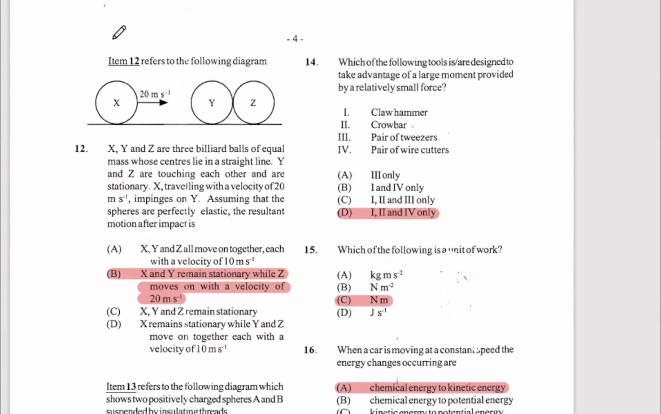Item 12 refers to the following diagram. X, Y, and Z are three billiard balls of equal mass whose centers lie in a straight line. Y and Z are touching each other and are stationary. X, traveling with a velocity of 20 meters per second, impinges on Y. Assuming that the collisions are perfectly elastic, the resultant motion after impact is, and that's X and Y remain stationary while Z moves on with a velocity of 20 meters per second.